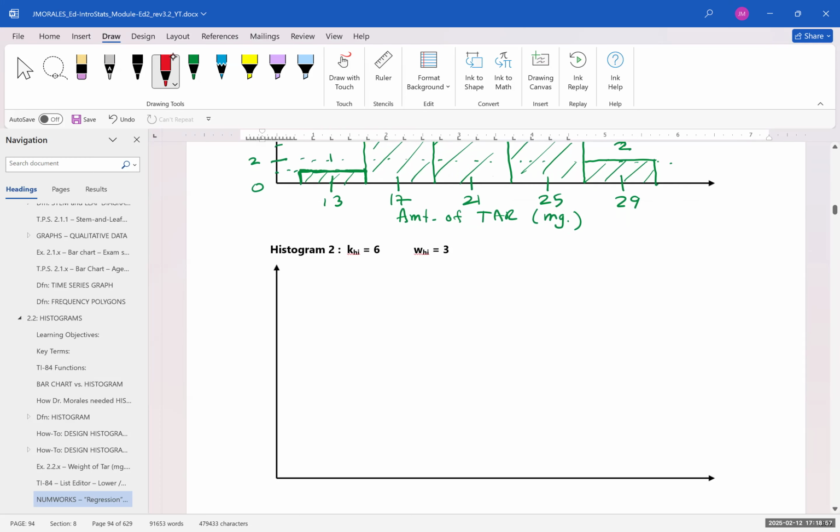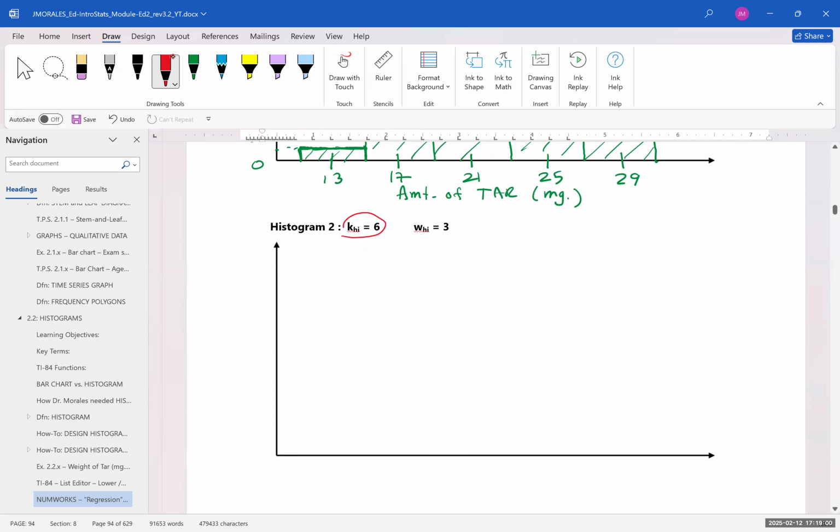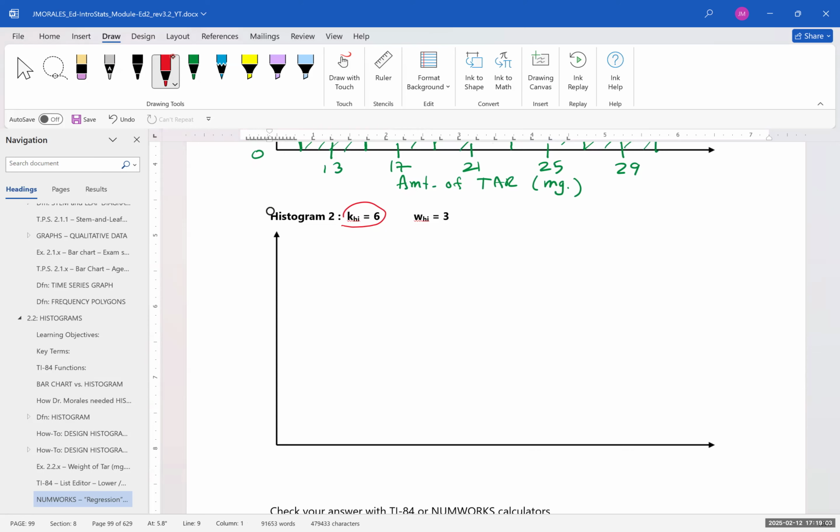So instead of having 5 classes, histogram number 2 has 6 classes, so I'll put 6 midpoints. Let's get rid of that. All right, so we've got 1, 2, 3, 4, 5, and 6. And those midpoints were 12.5, 15.5, 18.5, 21.5, 24.5, and 27.5. Notice that each of these have a difference of 3, which is what our width was. Okay, so that looks all right.